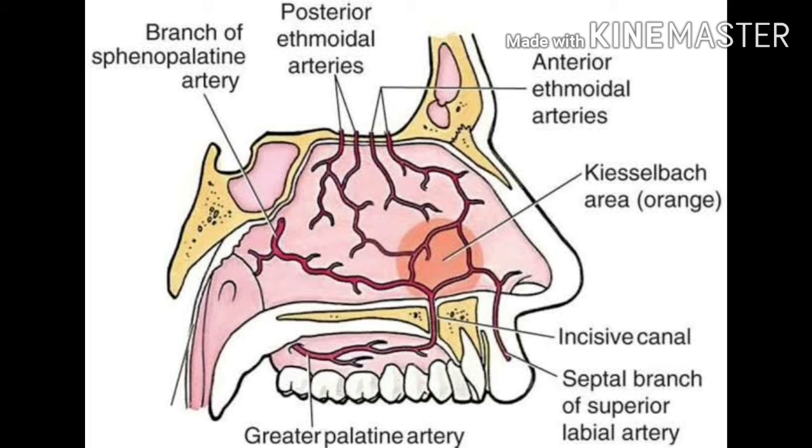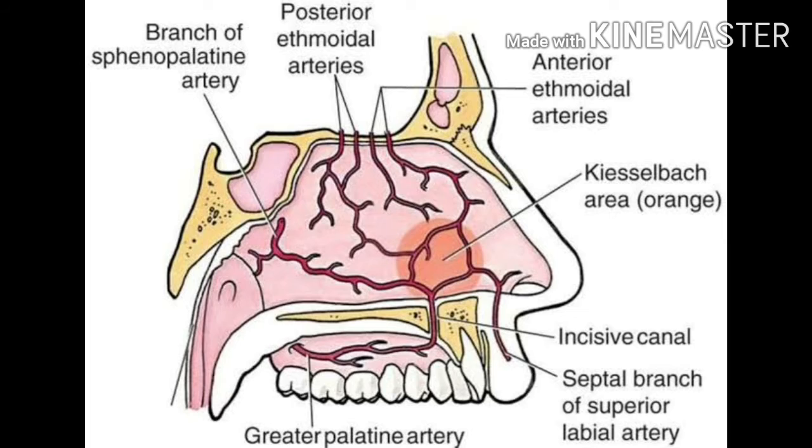Backside upper part of the nasal septum is supplied by the sphenopalatine artery, which is the main arterial supply of the nasal septum. Now coming over to the posterior inferior part, that means behind and below, the posterior inferior part of the nasal septum is supplied by the branches of the greater palatine artery.